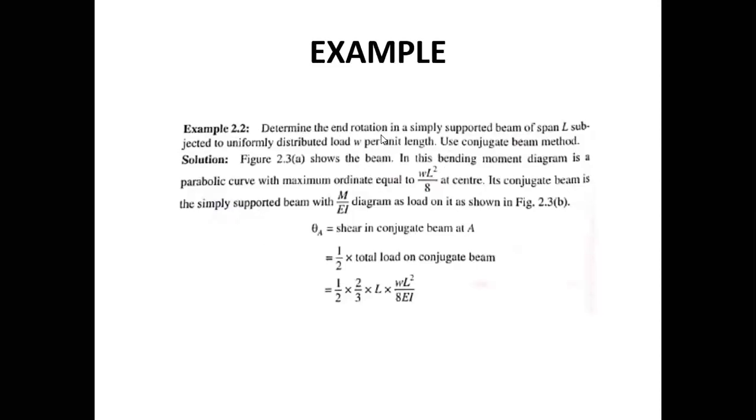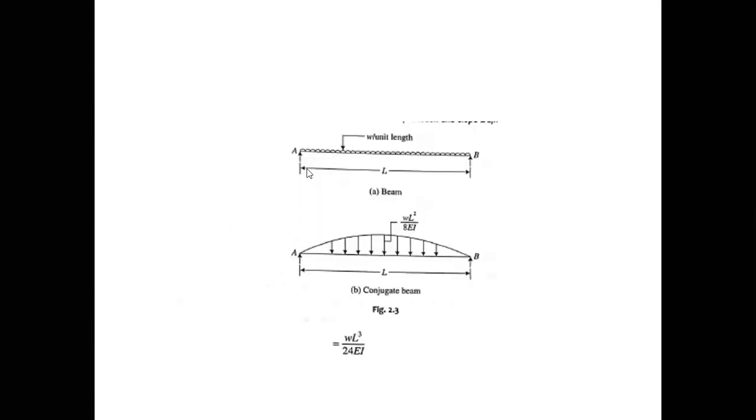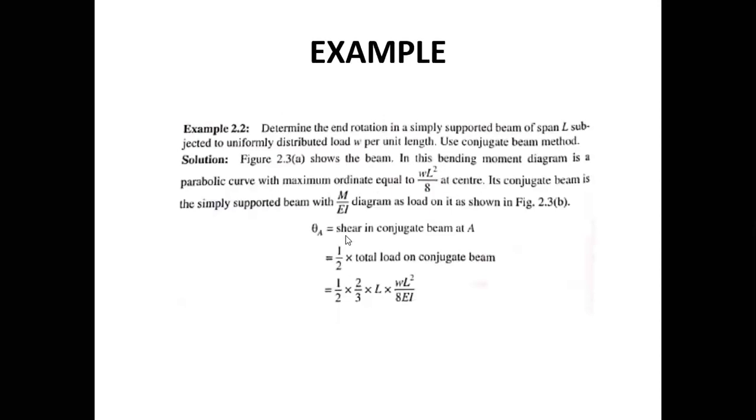Here we need to calculate the end rotation. End rotation means theta A. We can clearly see this is a symmetrical beam, so theta A will be equal to theta B. We are concerned with finding the end rotation. I told you that if we need to calculate rotation at any point of a beam, then we quickly make a conjugate beam of it, and at the same point we find the shear. So theta A will be equal to the shear in the conjugate beam at A.